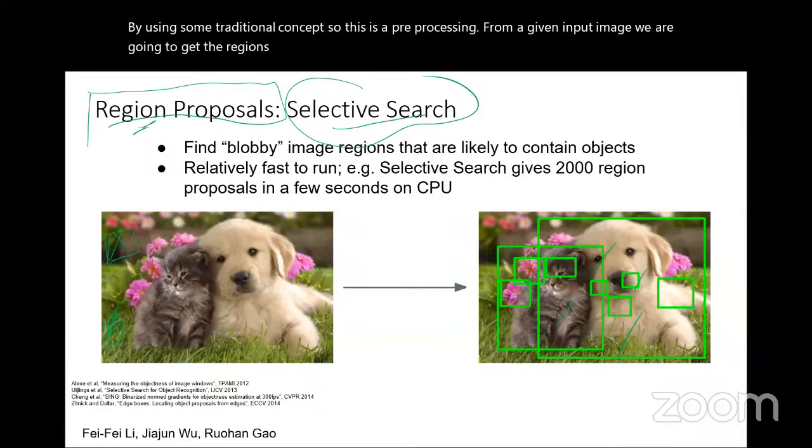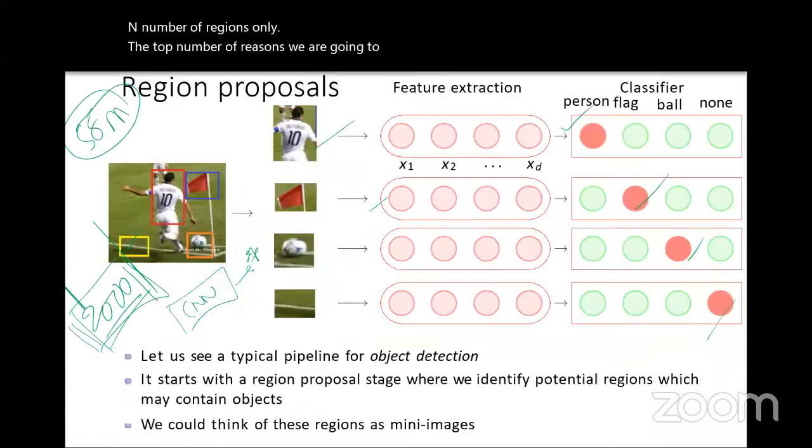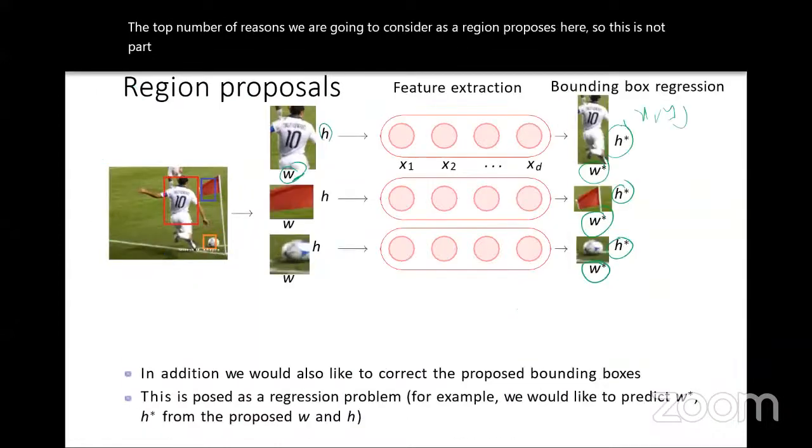Many regions we will get, but there we are going to take only the top n regions. The top n regions we are going to consider as region proposals here. So this is not part of the algorithm, it is a pre-processing step.